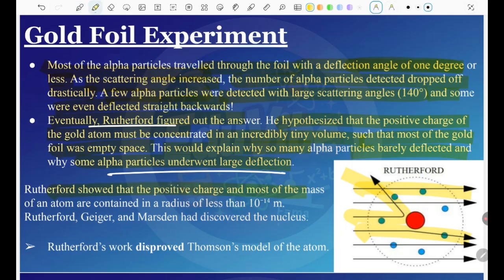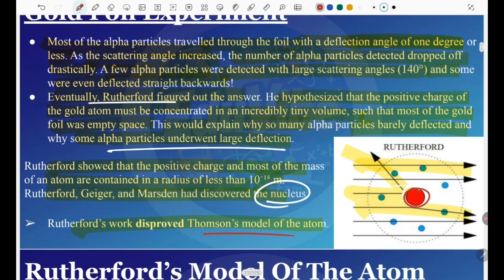Rutherford showed that the positive charge and most of the mass of the atom are contained in a radius of less than 10 to the minus 14 meters. There is some space at the radius of that. Rutherford and his assistants had discovered something called the nucleus. From here, at the center of the atom there is the nucleus, and that nucleus can do that deflection. So Rutherford's work disproved the Thomson model of the atom at that point.